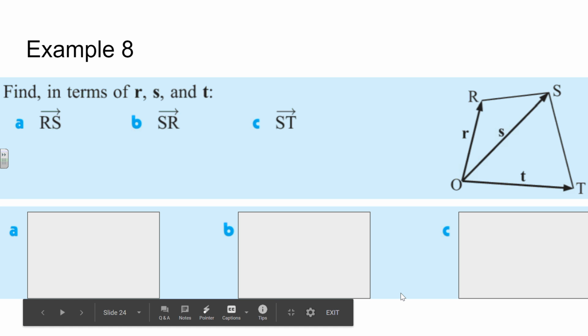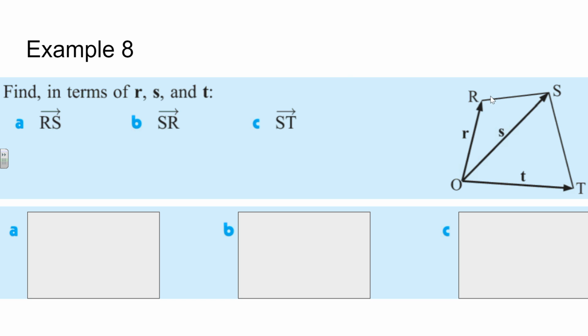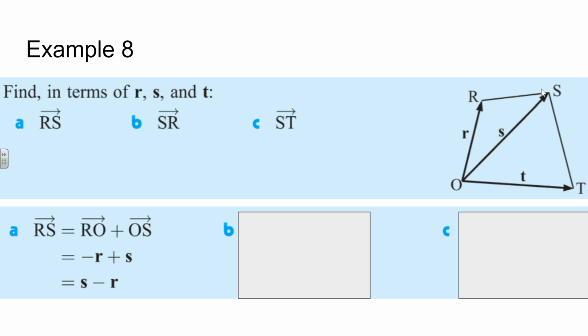All right, taking a look at vector RS here, and it wants it written in terms of r, s, and t. So RS. Okay, well, there is no vector that's clearly marked right there using the r, the s, and the t. But if I wanted to get to RS, I could go down to the origin, and then I can go back up to S here. So vector RS is negative r, because it's going in the opposite direction, plus s, or s minus r.